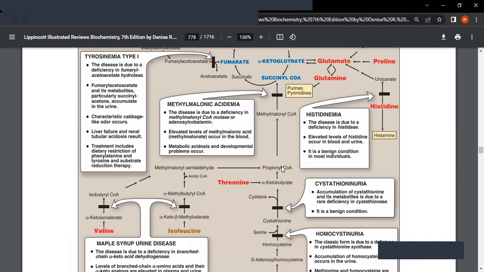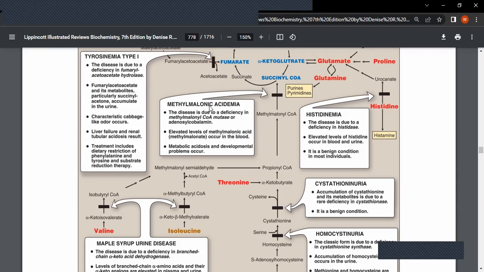Remember, from propionyl-CoA, we first form D-methylmalonyl, a reaction catalyzed by propionyl-CoA carboxylase, a biotin requiring reaction. Then D-methylmalonyl is converted to L-methylmalonyl, a reaction catalyzed by the racemase. Then L-methylmalonyl is converted to succinyl-CoA by a mutase. So if you have deficiency of that mutase, methylmalonyl-CoA mutase, you'll have methylmalonic acidemia.